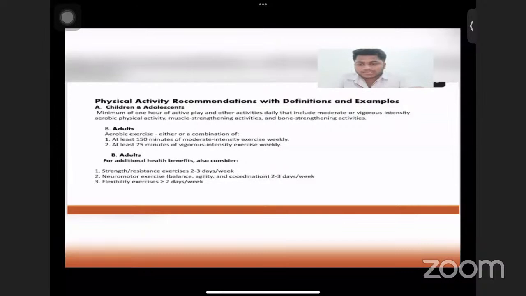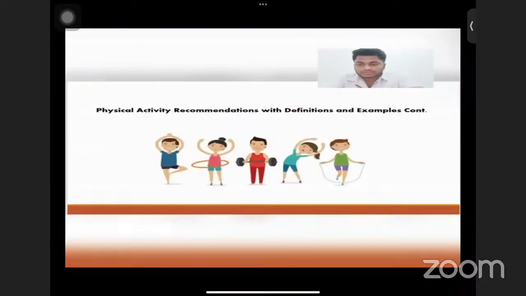Adults, aerobic exercise, either or a combination of at least 150 minutes of moderate intensity exercise weekly, or at least 75 minutes of vigorous intensity exercise weekly. Adults, for additional health benefits, also consider strength resistance exercise 2 to 3 days per week, neuromotor exercise, balance and coordination 2 to 3 days per week, flexibility exercise greater than or equal to 2 days per week. Physical activity recommendation with definitions and examples.